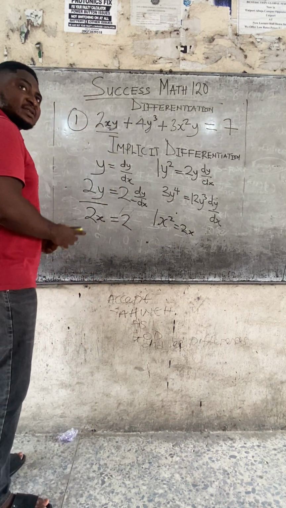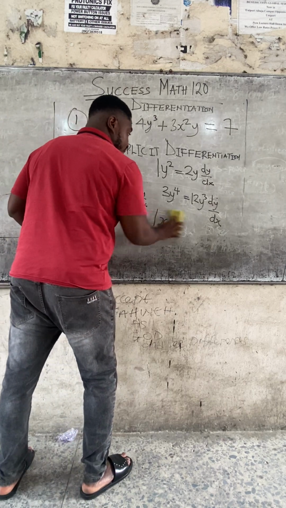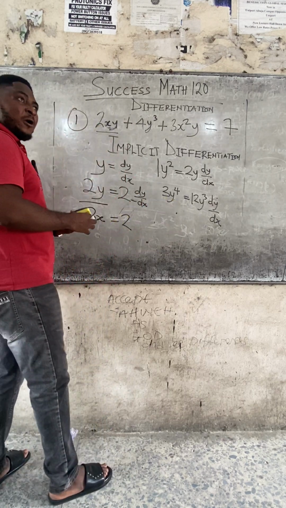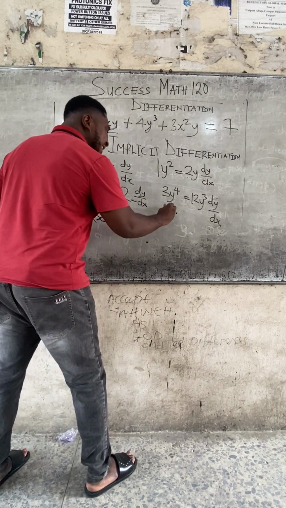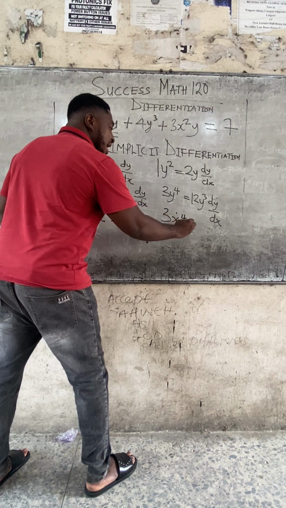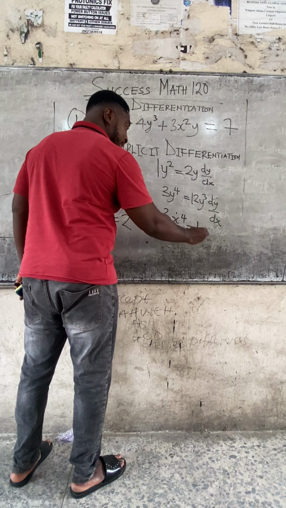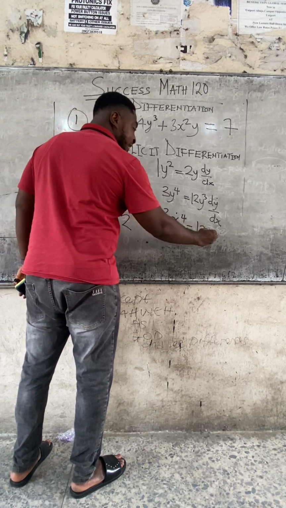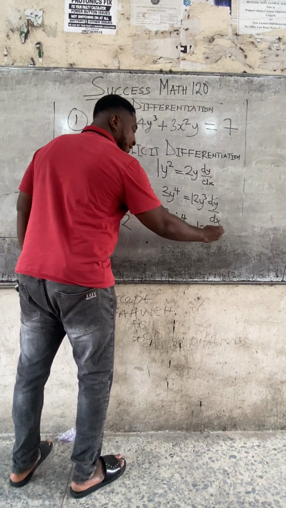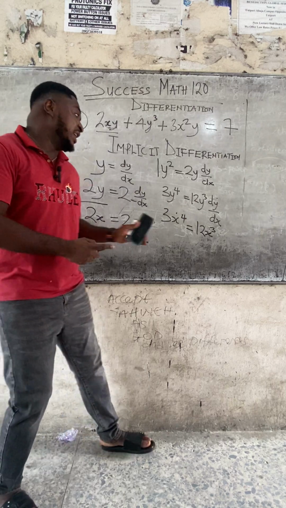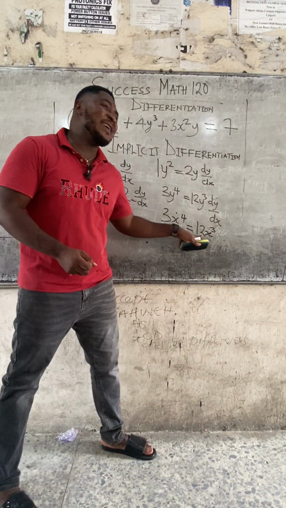Now look at this. 3y raised to power 4. Let me show you again. What if this was 3x raised to power 4, class? If I have to differentiate 3x raised to power 4, what will you have? 3 times 4. What happens to your x? Bring it. 4 minus 1. So, class, differentiate 3x raised to power 4. We have 12x raised to power 3.